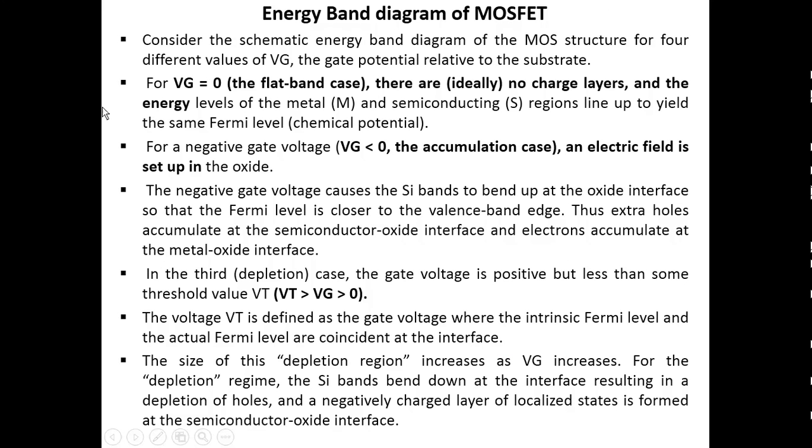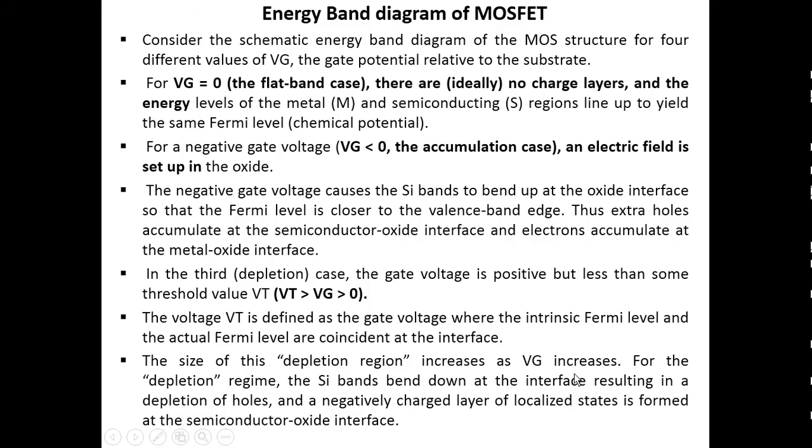See, the voltage Vt we have seen. What is the voltage Vt? Vt is the gate voltage where the intrinsic Fermi level and actual Fermi level are coincident at the interface. Interface means the interface of the silicon oxide and the semiconductor, that is, the gate oxide material and the semiconductor. The size of this depletion region increases as Vg increases.